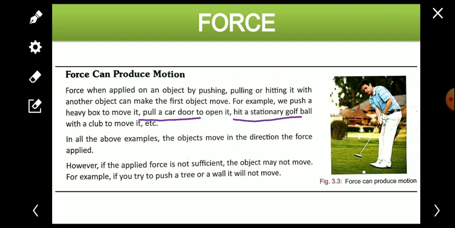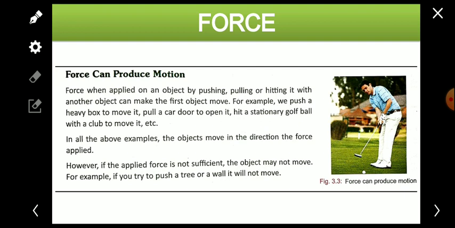Hit a stationary golf ball. This is the golf ball. This game is known as golf, as you can see in the picture. It is at rest. Whenever it is hit, the ball starts to move. Stationary means which is at rest. If the ball is at rest, then we can say the ball is in a stationary state. So a stationary golf ball means a golf ball which is at rest. When it is hit, it starts to move. Now in all the above examples, the objects move in the direction the force is applied. When the force is applied on the object, it starts moving.